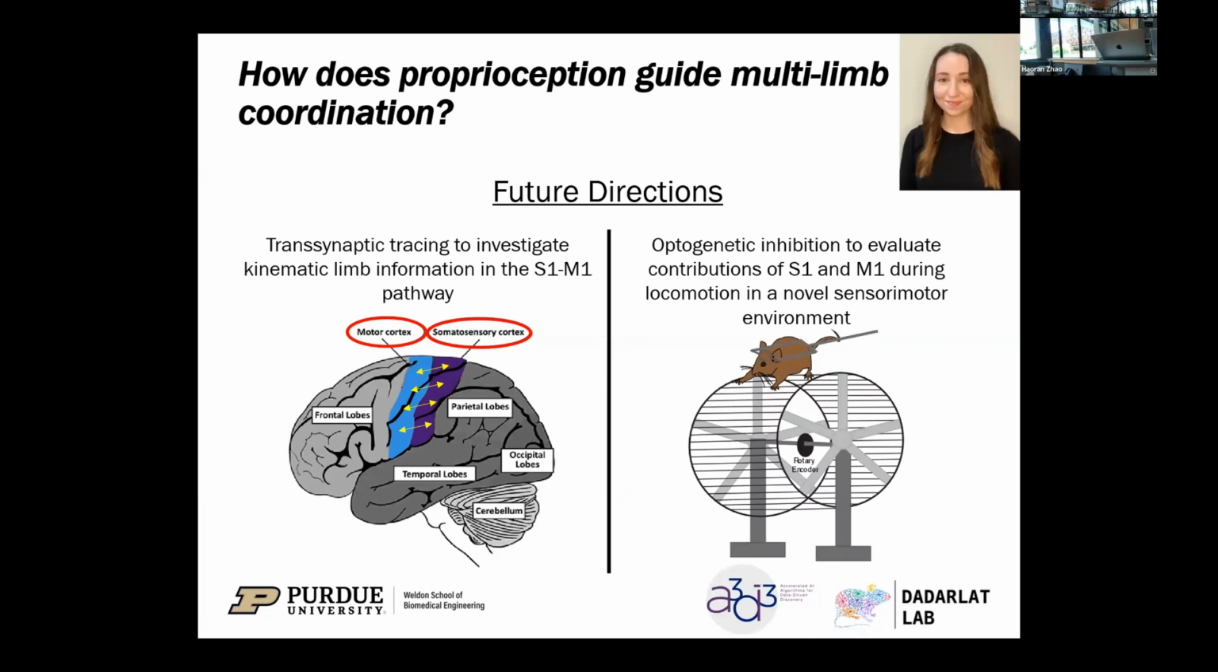Remember, we were talking about multi-limb coordination. So it requires them to coordinate their limbs to walk on the wheel. And so I want to see, upon inhibition of S1 or M1, how does that affect their behavior? How does that affect their ability to walk on this wheel? And so I can do some cool behavioral analyses with that.